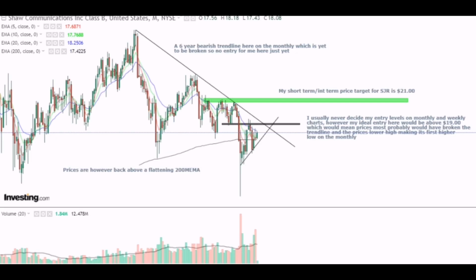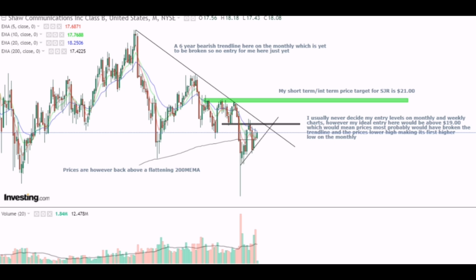Now let's look at a weekly chart from Shaw Communications. Here we can see a 6-year-old bearish trend line, where again unless prices break the trend line, I would not go long. A lot of traders make the mistake of not waiting for prices to confirm the breakout. You can use shorter timeframes to possibly anticipate the breakout, if those charts show bullish signs, but if the pattern is on the weekly, never put all your money in, until prices confirm on that specific timeframe.